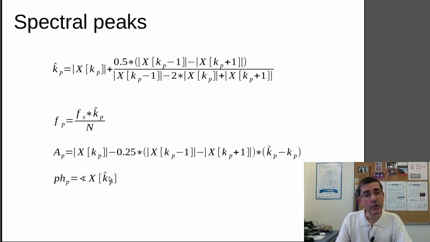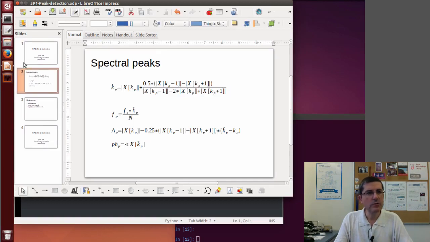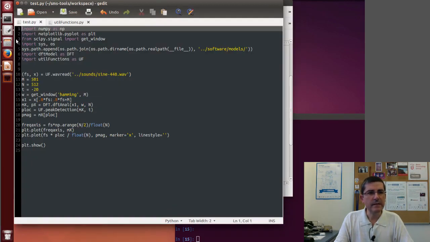And finally, we can also get the phase value by reading the location of the frequency, maybe using a linear interpolation of that, in the phase spectrum, so that we get a refined phase value. Okay, so let's go to the text editor.